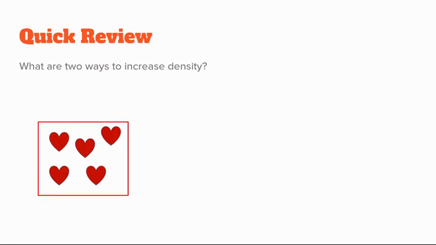So a quick review. What are two ways to increase density? Here's my little box, and I have 5 hearts in it. What's one way I can make the density larger? And what's a way I can make my density smaller?